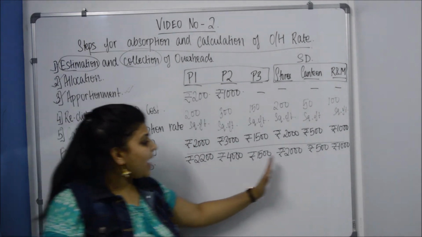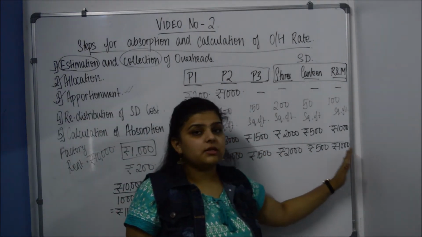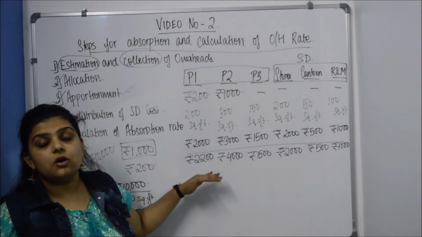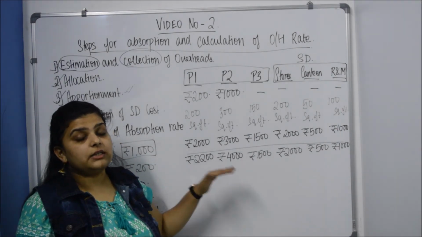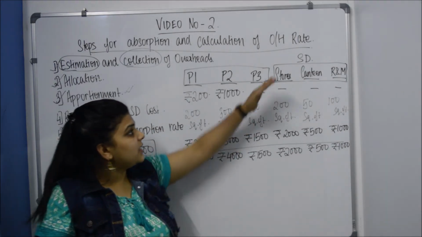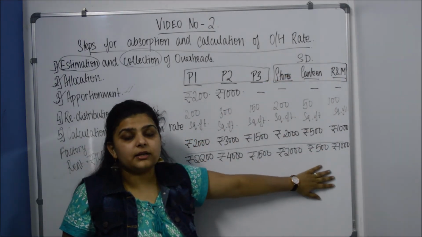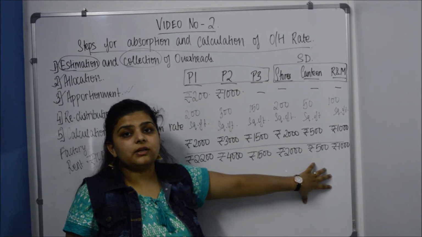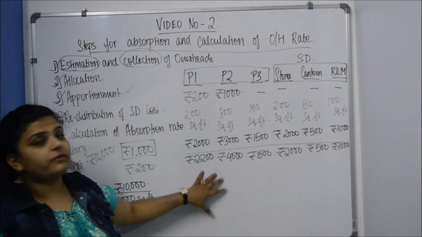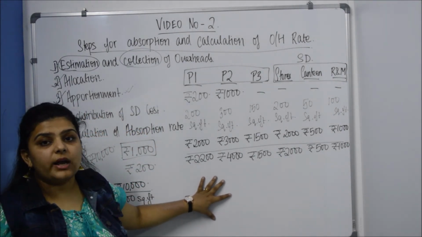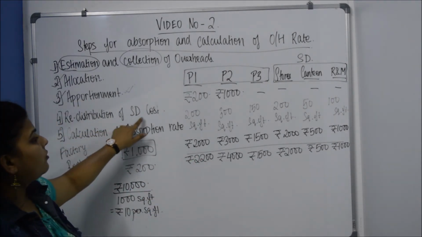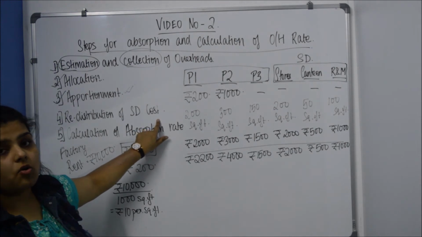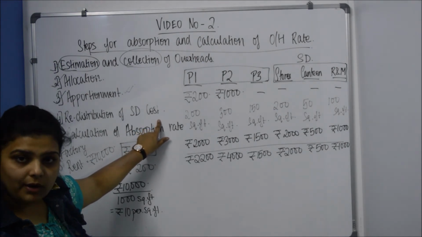Correct? This has to nullify, they have to become zero and the total cost has to come to P1, P2, P3 because these are revenue generating departments. These service departments cannot bear their own cost. They are not generating any revenue and they will shift their cost to P1, P2 and P3. That is known as redistribution of the service department cost on the production department.